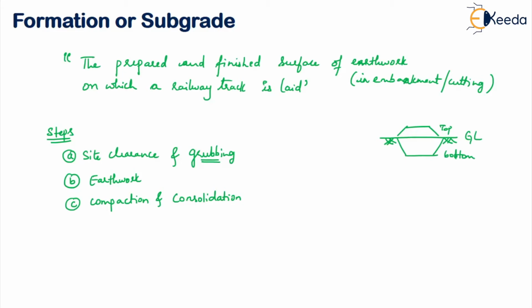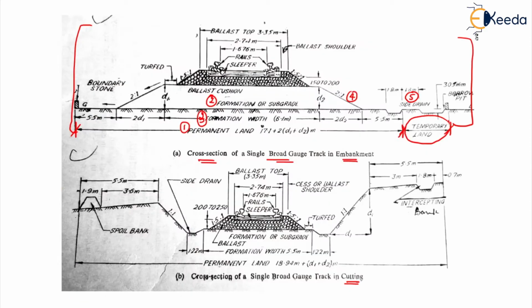Okay, so after site clearing and grubbing is completed, the earthwork is done in the embankment or in cutting according to the final longitudinal section of the proposed track. So in case of earthwork of embankment, what will you do? I'll show you. Suppose you have embankment. Here, if you observe, there's a borrow pit. You have to take the soil from the borrow pit and put it in the embankment. That's the reason it's called borrow pit. We are borrowing the soil from here and putting it into your formation or the subgrade.